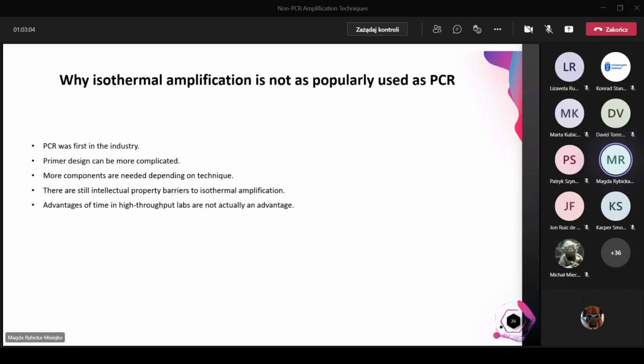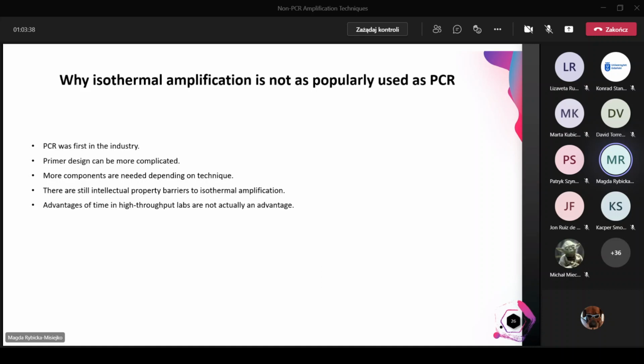Isothermal amplification is much more complicated in designing primers. There are more components that are needed depending on the method. Still, most of these methods are quite difficult to understand, and also the PCR reaction is much faster than isothermal amplification.